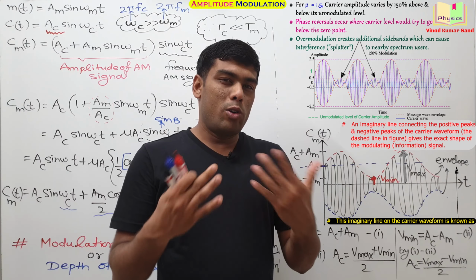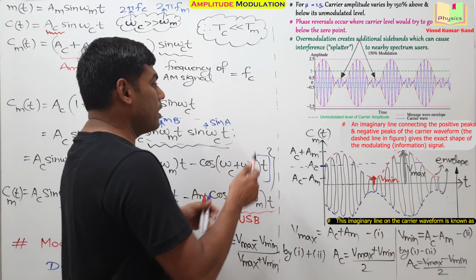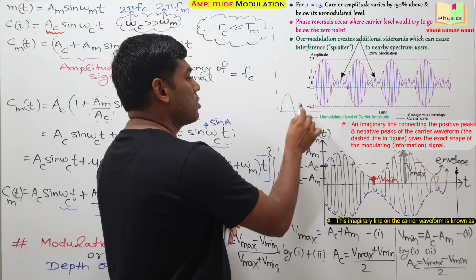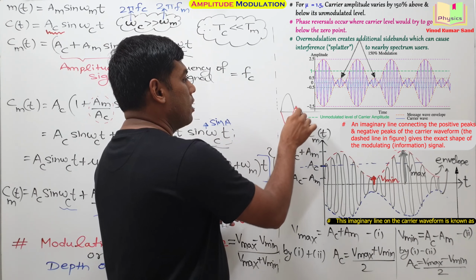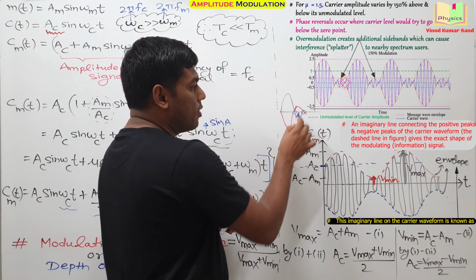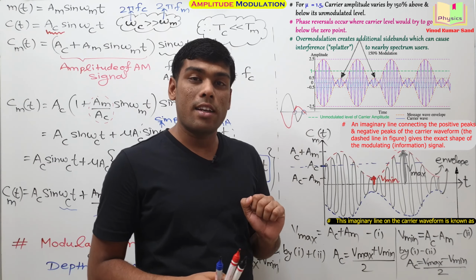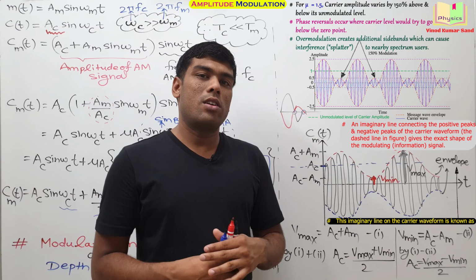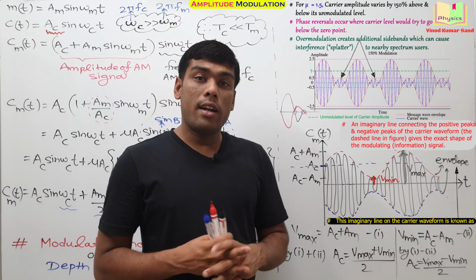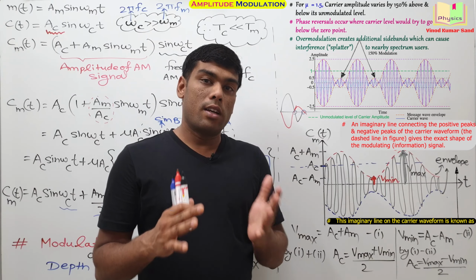Demodulating this kind of signal is a bit complex. In these additional sidebands there occurs a phase reversal. What I mean to say, you check this thing here and here. If you check, there is a phase reversal of the carrier wave. So that causes the distortions. Clear? Note it down.